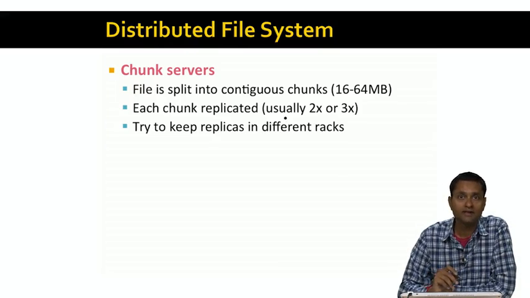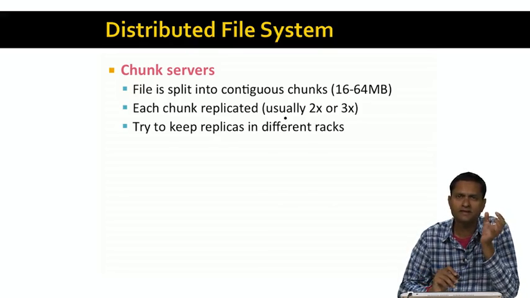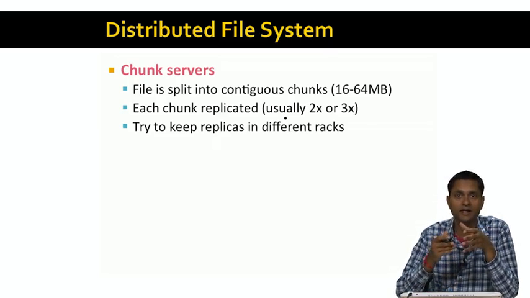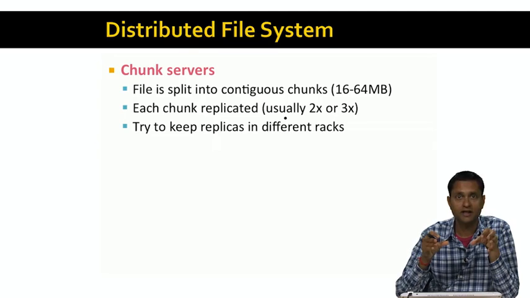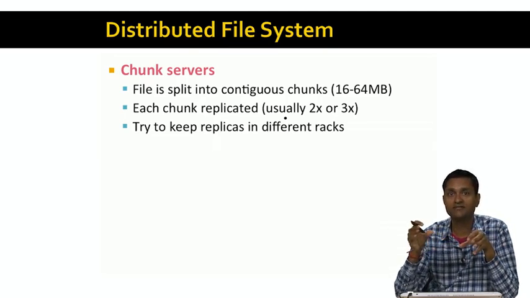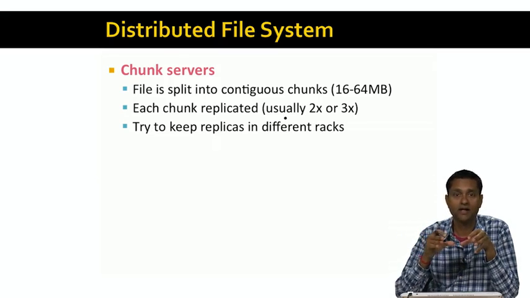To summarize, each file is split into contiguous chunks, and the chunks are typically 16 to 64 megabytes in size. Each chunk is replicated. In our example, we saw each chunk replicated twice, but it could be 2x or 3x replication. 3x is the most common. We saw that the chunks were kept on different chunk servers. But when you replicate 3x, the system usually makes an effort to keep at least one replica in an entirely different rack, if possible. And why do we do that?